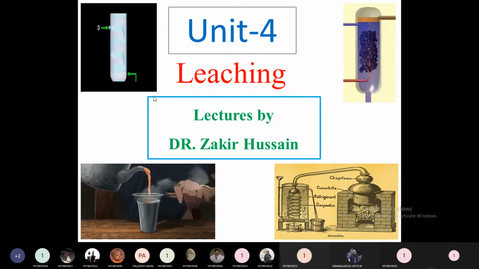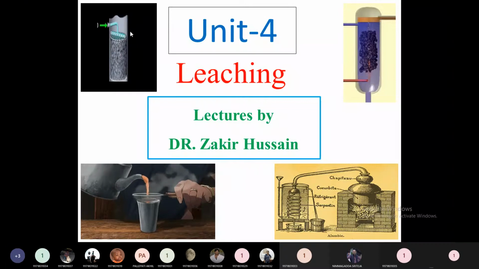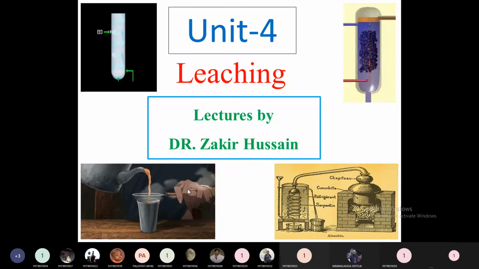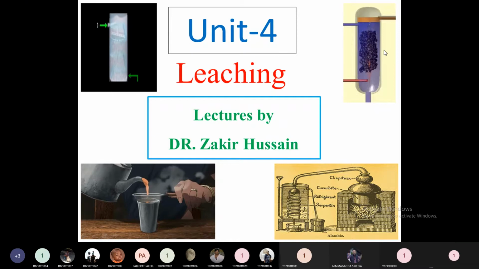There are many industrial equipments, like packed beds, fixed beds, moving beds, percolation tanks, or the Hildebrandt extractor. That type of equipment is used industrially. These are domestic examples of how we can extract oil or tea, which are leaching examples. Industrially, big equipment like packed towers, moving bed towers, percolation columns and Hildebrandt extractors will be involved.